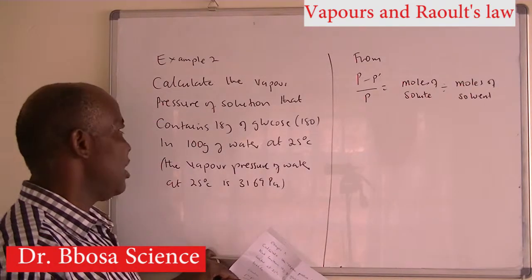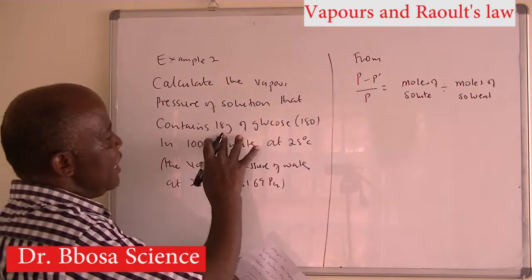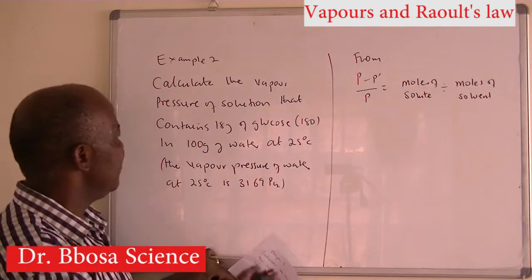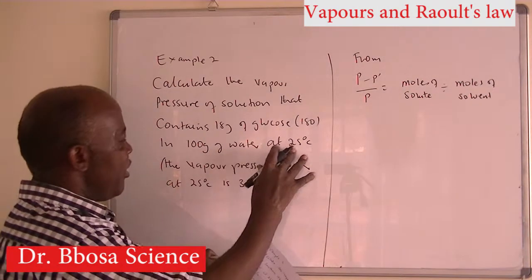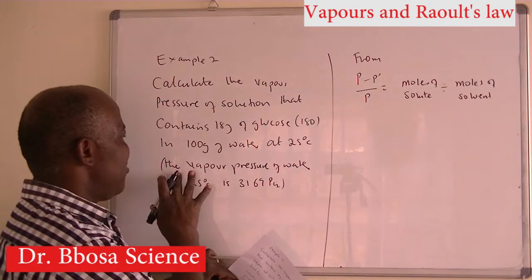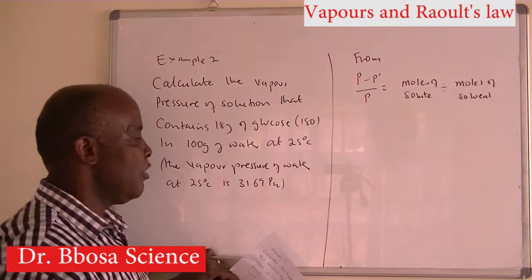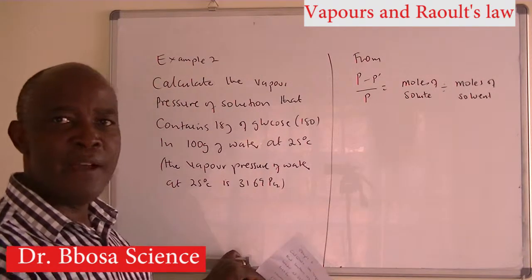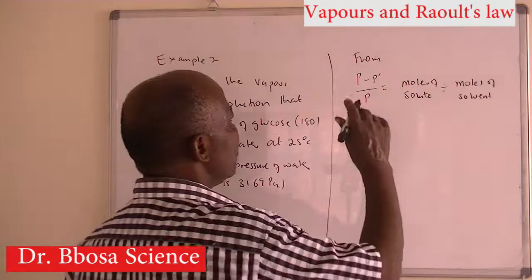Example 2. Calculate the vapor pressure of a solution that contains glucose, molecular mass 180, in 100 grams of water at 25 degrees. The vapor pressure of water at 25 degrees is 3,168 pascals. Solution.